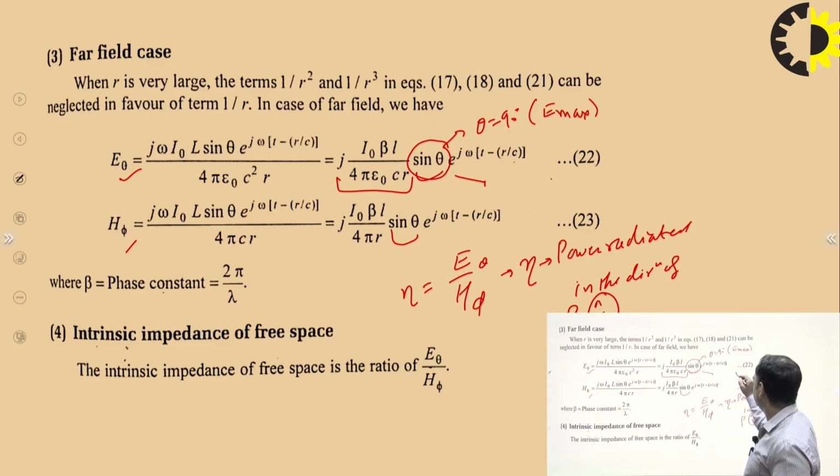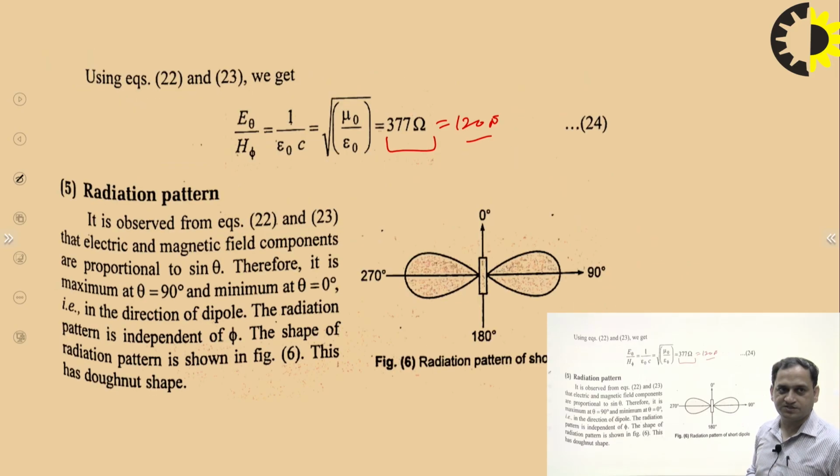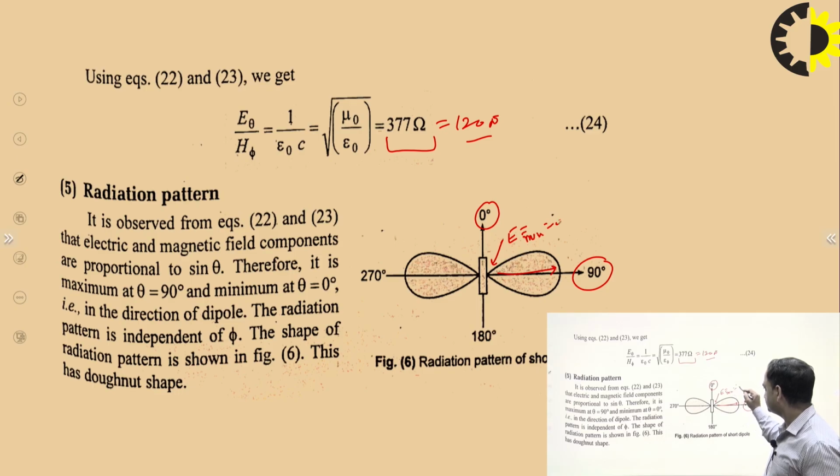When will E be minimum? When theta is equal to 0. Okay. So electric field 0 means power will be 0. So we can see in the direction of 90 degree, electric field is maximum. At theta equal to 0 degree, the electric field will be minimum or 0. Okay. So we are observing the null point at this point, right? And the maximum radiation will be in the direction where theta is equal to 90 degree.